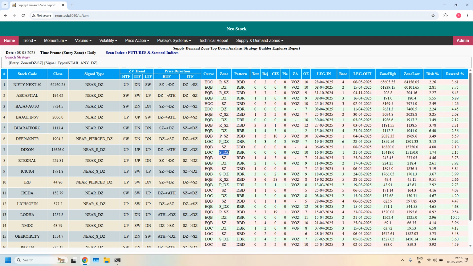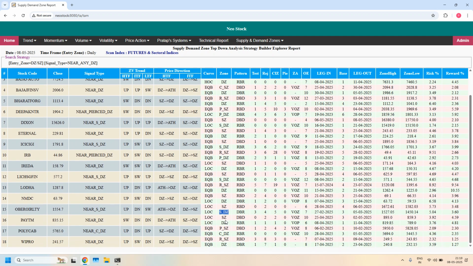Dixon is having a daily high liquidity demand zone. ICICI GI is having a daily high liquidity demand zone. LIC Housing Finance is having a daily high liquidity demand zone. Oberoi Realty is having a daily high liquidity demand zone. Polycab is having a daily high liquidity demand zone. So total we identified 5 daily high liquidity demand zones from this list.